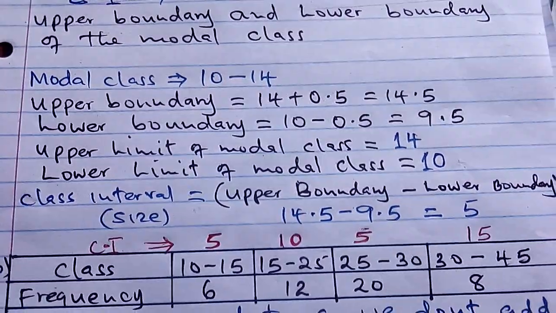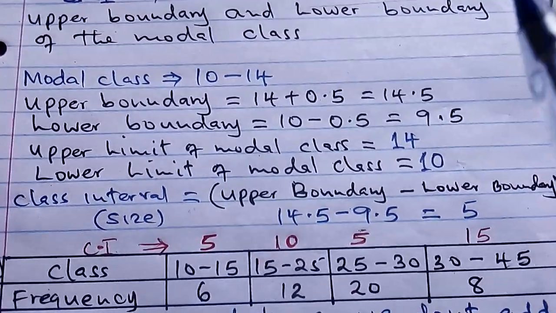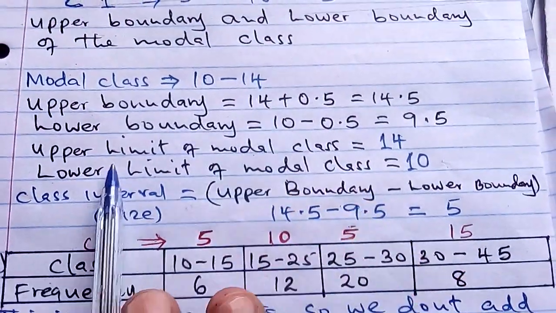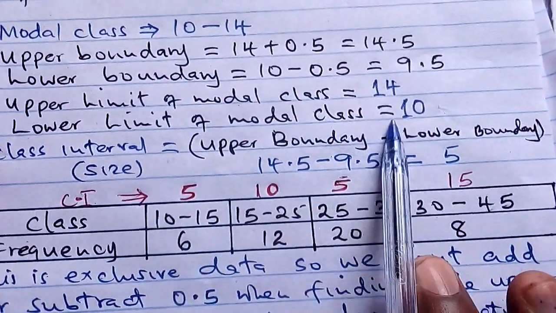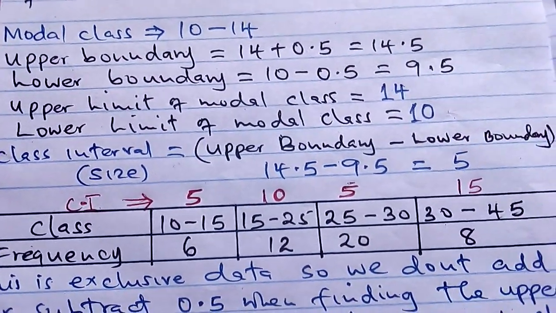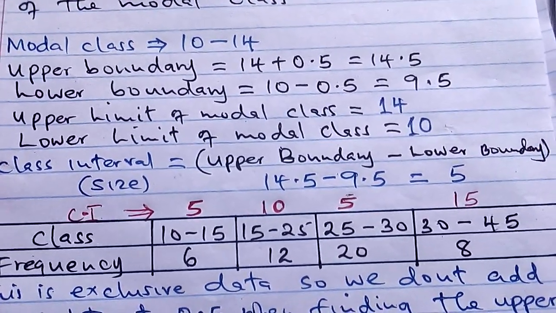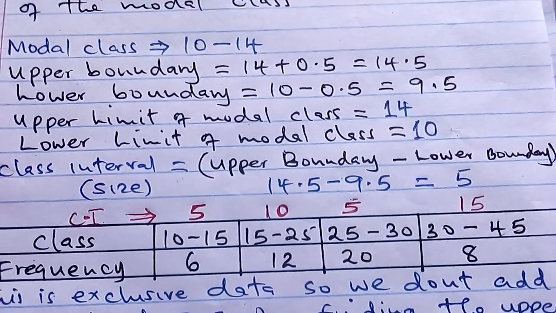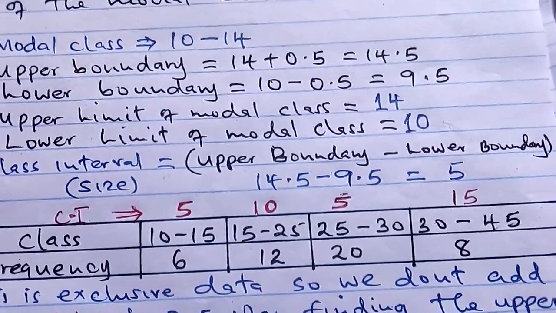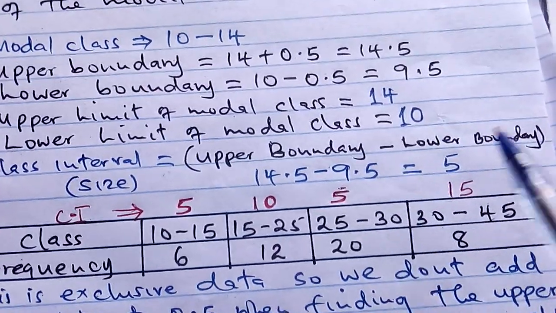So boundaries are given by adding or subtracting 0.5. But limits, we don't add anything or subtract anything. You give the value the way it is. So like here, upper limit of the modal class. The modal class is 10 to 14. So the upper limit will be 14, the lower limit will be 10. You don't add or subtract, you just give the way it is. So you don't say the opposite. Some of you normally say that if you want to get the upper class limit, you add 0.5, and if you want to get the lower class limit, you subtract 0.5. That's a very big wrong. You should not say that for the limits, that is for the boundaries.